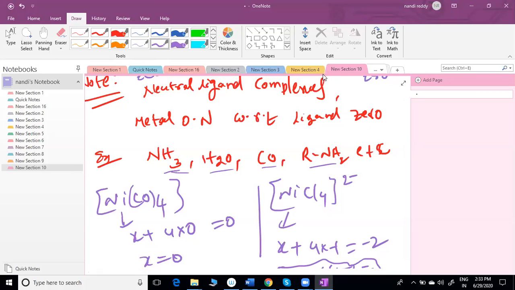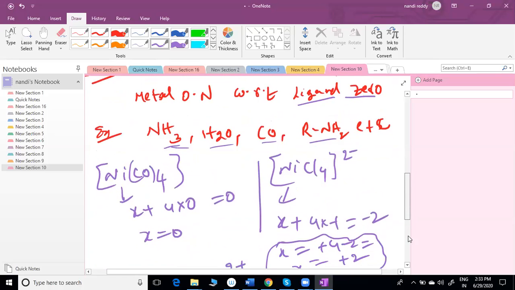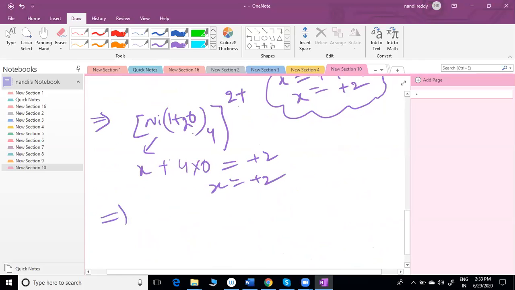Neutral ligand complexes: the metal oxidation number with respect to the ligand is 0. That's what you write. Examples of neutral ligands I wrote, 4 examples. Then we solved here. Okay, leave it.